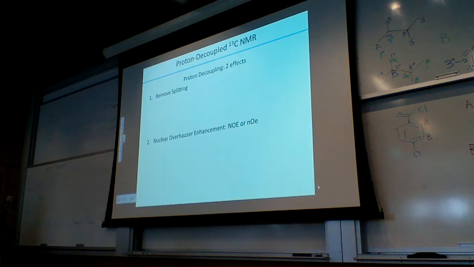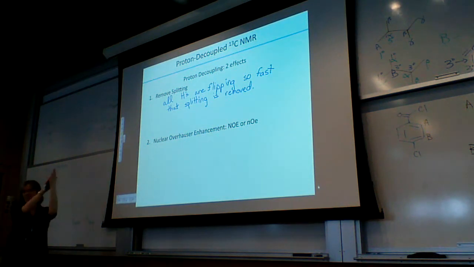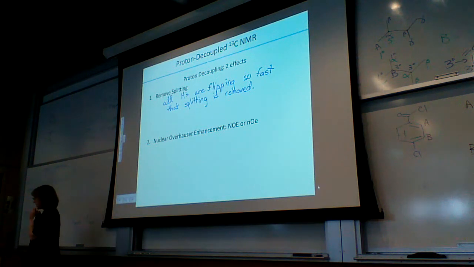This proton decoupled NMR has two effects. The first one is removal of splitting, as I was mentioning. All of the H's are flipping so fast that splitting is removed. So we no longer have the instance where the hydrogen is in an up state, so the carbon feels slightly deshielded, versus the down state where it's slightly shielded. Now they're going so fast that it sees the average of them and puts it back into the single peak in the middle. The other effect is a little bit more complicated.